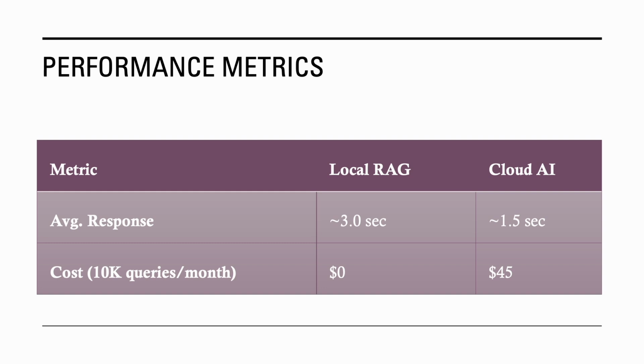The cost modeling shows that 10,000 monthly queries on the cloud would cost approximately $45 in API fees, while the local RAG's marginal cost remains zero beyond the hardware depreciation. These numbers highlight the classical throughput versus cost trade-off. The cloud delivers speed and scale, whereas the local delivers budget and predictability.